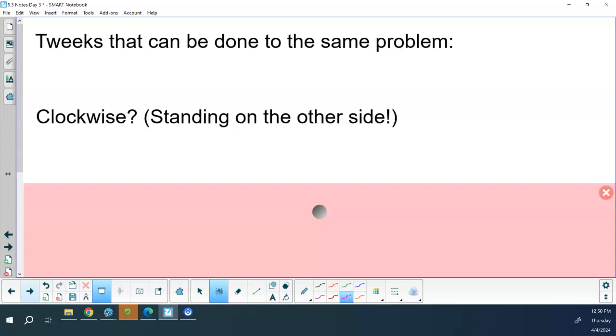If we're moving clockwise, that means we're going in the reverse direction, which means you need to have a negative B value. So a positive B value will move you counterclockwise. A negative B value will move you clockwise. Okay? Makes a difference.